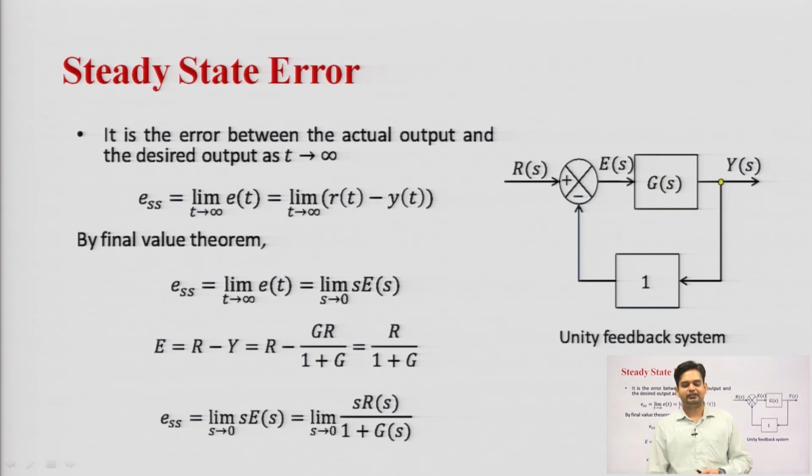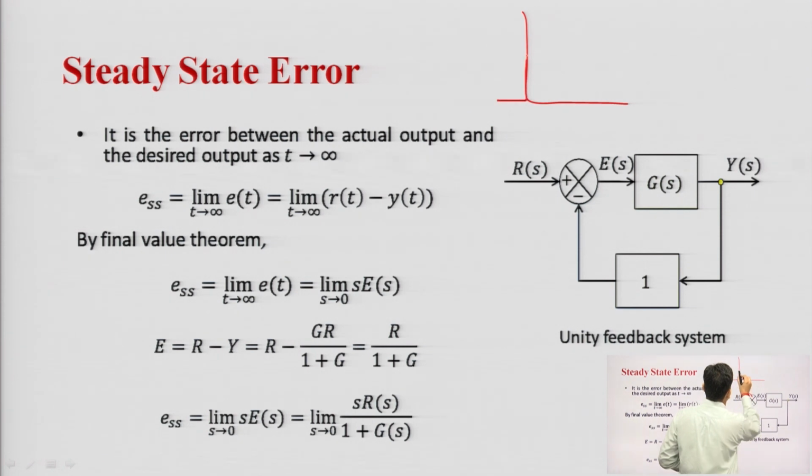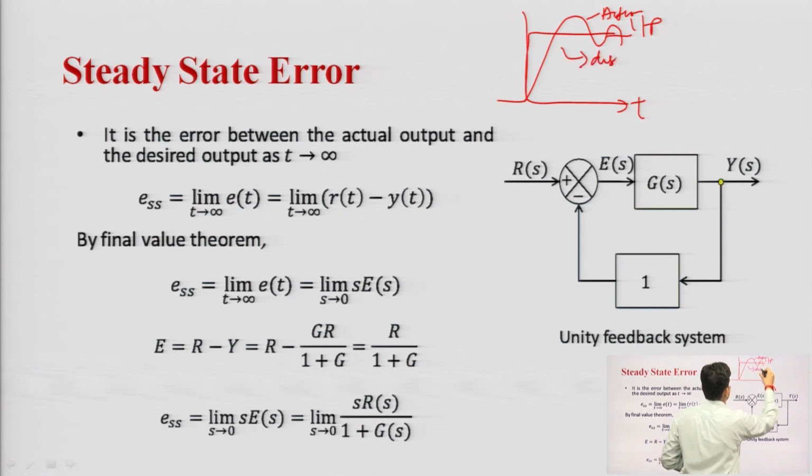Then we will talk about the steady state error. So, what is steady state error? This is basically the difference between the output response that I want to observe, or you can say my desired response, and the actual response coming from the system. Suppose I am discussing a step input, like this is my input, and my actual output is coming like this. So, the difference between my actual output and my desired output would be the steady state error.